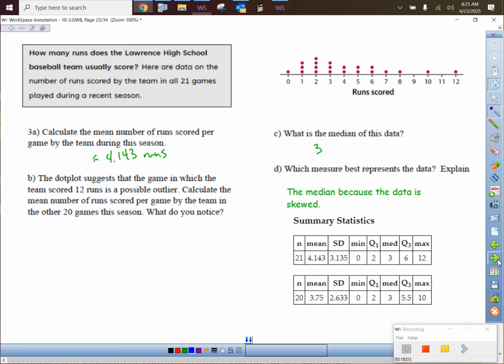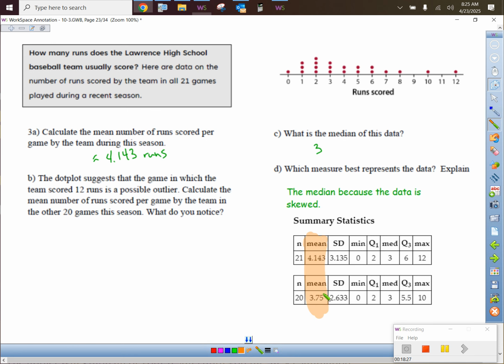So here was our new data compared to our old data. You probably would want to write it down if you were doing it on paper, so that you can compare them, because once you delete it in the applet, it's gone. Your only other option is to have two applets open side by side to compare them. But here it is. It says, what do you notice? Let's just talk about the means.